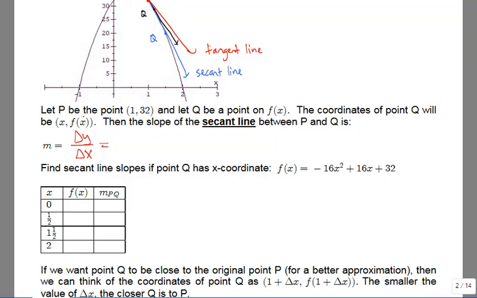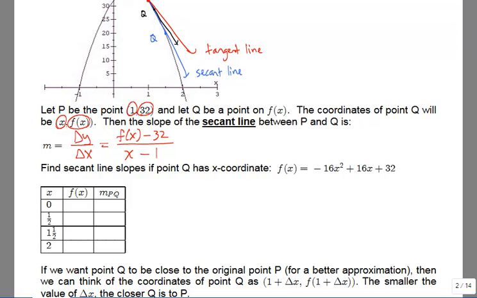So the y coordinate of point Q is this f of x, and the y coordinate of point P is this 32. So I want to subtract those two y values. On the bottom, I'm going to subtract my two x values. So this is the x value of my point Q, and 1 is the x value of my point P. So all I did was subtract my y's over subtracting my x's. So this gives us a formula for calculating these secant line slopes, and I can pick my Q to be whatever I want. So let's go ahead and pick some Q's.